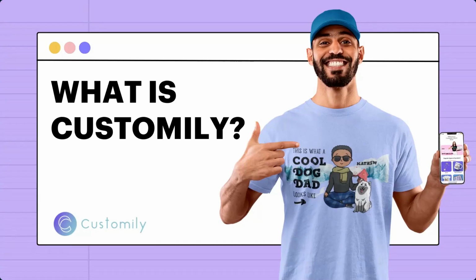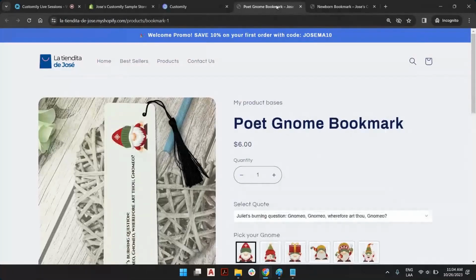If you're joining us for the first time, you'll probably wonder, what is Customily? Customily is an app that installs on your e-commerce store and provides your shoppers with live previews of personalizable products. With Customily, your shoppers will be able to interact with options by typing texts, selecting fonts, colors, images, locations, quotes, as well as uploading their own pictures, for example.